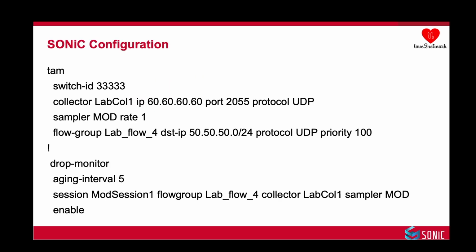And this is all the configuration you need to configure MoD on your Enterprise SONiC switch. So you go into the TAM mode, the telemetry and monitoring mode, from configuration mode. Once you are in the TAM mode, you define a switch ID for the switch. This is any decimal number. Then you define the collector. Where do you want your switch to send these MoD messages?